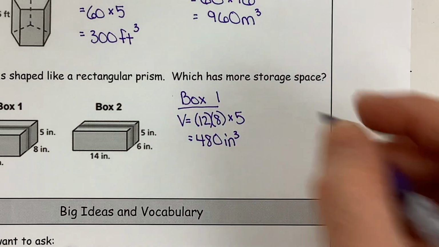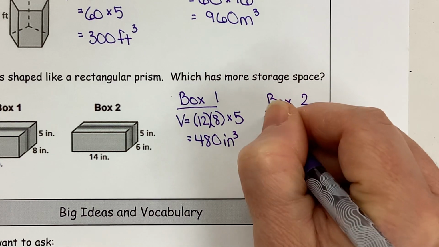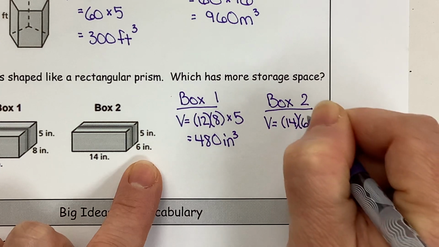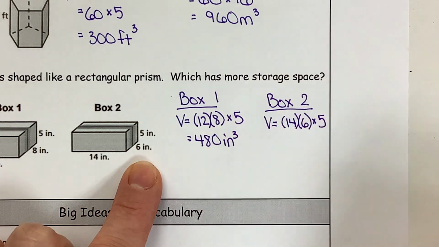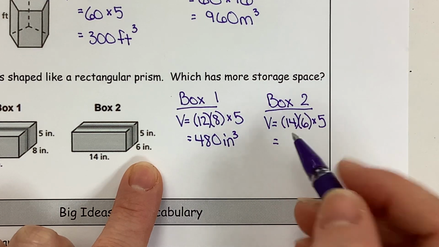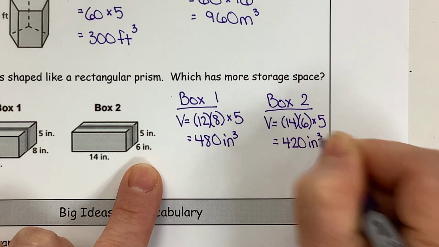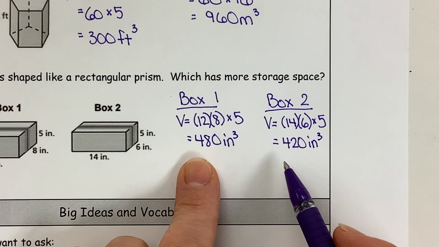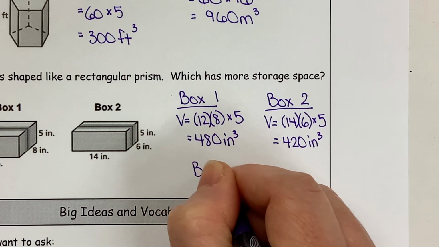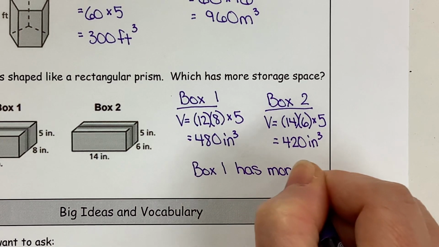But now we're going to need to look at box 2 and do the same thing so that we can compare them. So volume of box 2, we have a 14 times the 6, that's our base, times the 5. I know 6 times 5 is 30, and then 30 times 14 is 420 inches cubed. So which one has more space, storage space? Yep, box 1 has more space. So box 1 has more storage space.